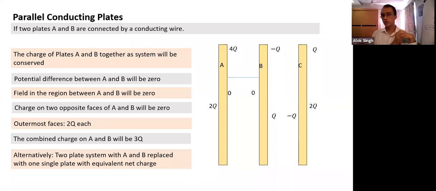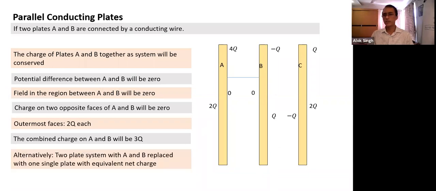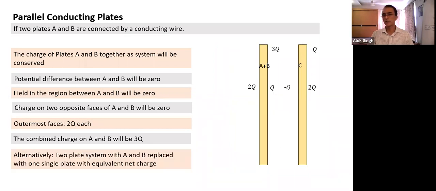Alternatively, I can do one more thing. I can take the two-plate system, A and B together. There is no charge anyway. When we join the plates by a conducting wire, the two plates are connected together and the whole thing becomes like one conductor. So A and B together can be treated as one conductor. I can replace the two-plate system A and B with one single plate with an equivalent net charge. This is a system now. Look at this: how do I replace it? I replace it with this.